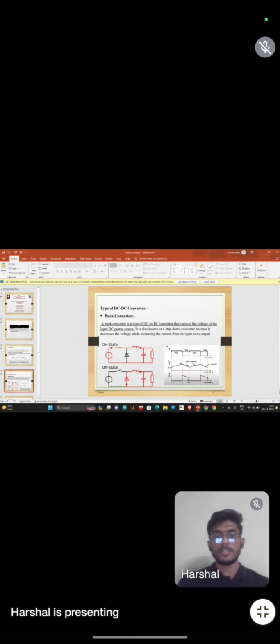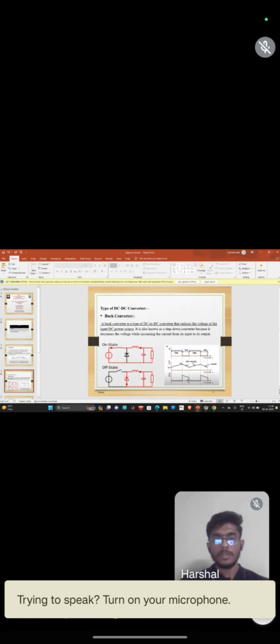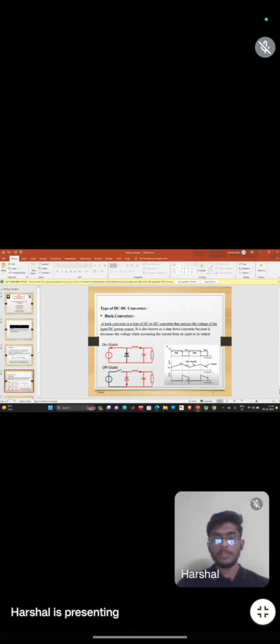Now we can see the types of DC-DC converter. Our first type is the buck converter. A buck converter is a type of DC-DC converter that reduces the voltage of the input DC power source. It's also known as a step down converter because it decreases the voltage while increasing the current from the input to the output side. As you can see in the circuit diagram, when our switch is closed, the current starts flowing through the inductor and directly through the load. At that time, the diode is not in working condition.